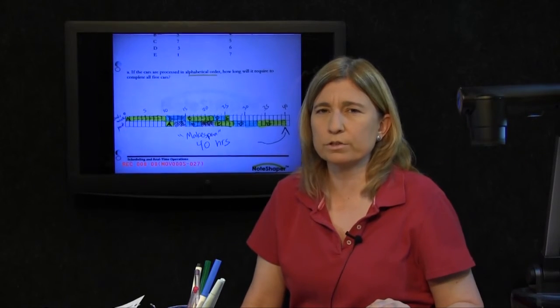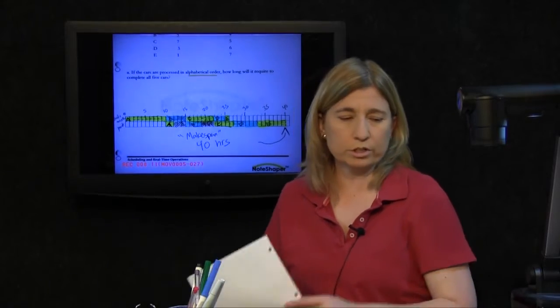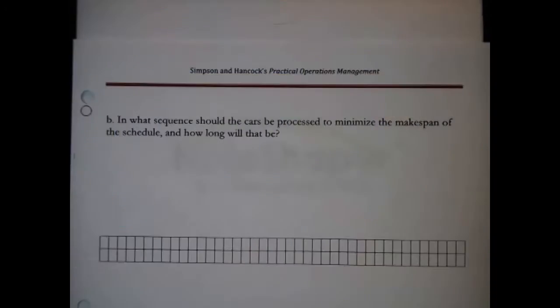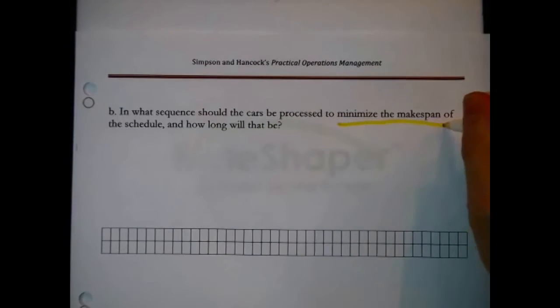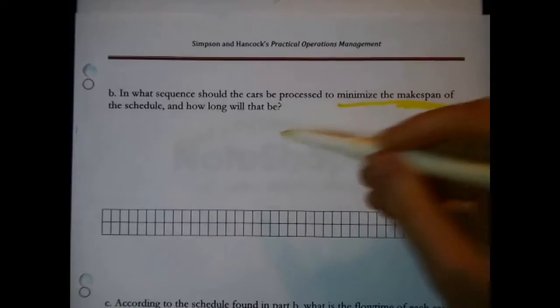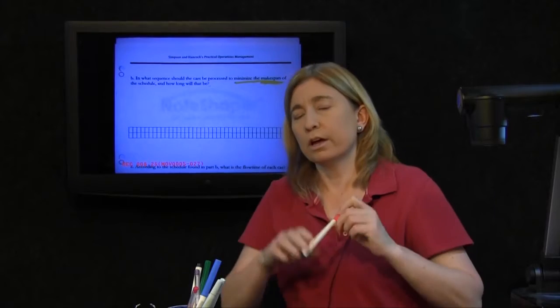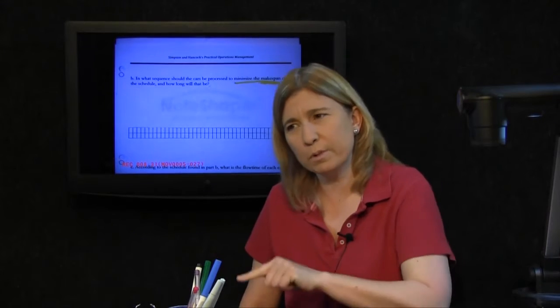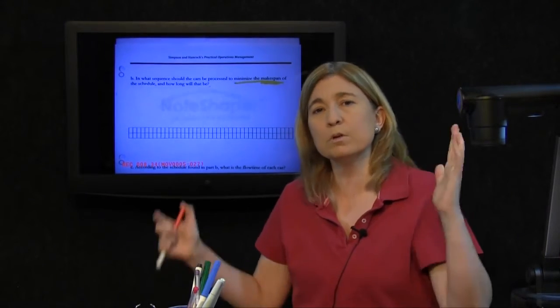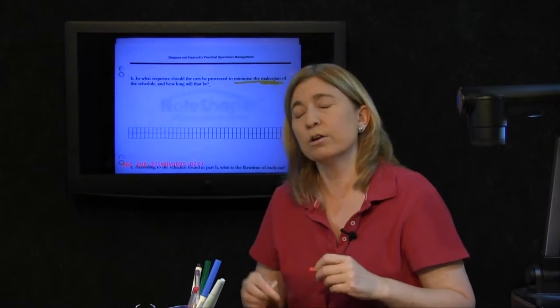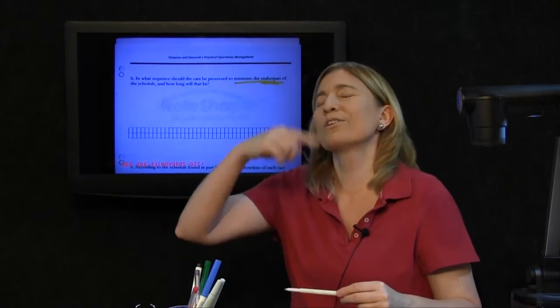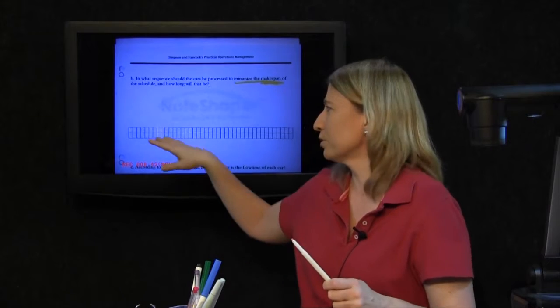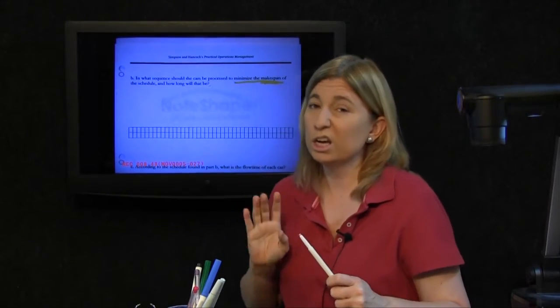Anyway, that's only the first question of this problem. What's the next question? In what sequence should the cars be processed to minimize the make span of the schedule? We were just talking about that term, make span, and how long would that be? This turns this whole problem into a Johnson's rule problem, because Johnson's rule is a method for finding the sequence, the order that minimizes the overall amount of time, the make span. Okay, so first, we need to employ Johnson's rule to find the sequence. Second, we need to draw another Gantt chart to answer that question of how long it will take, and that's why you can see that there's another blank grid in the note frame.